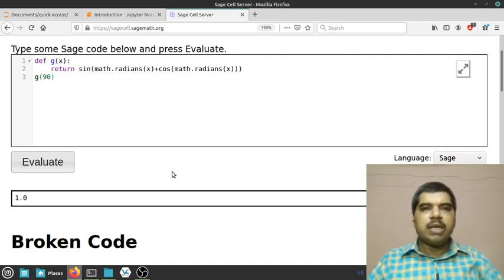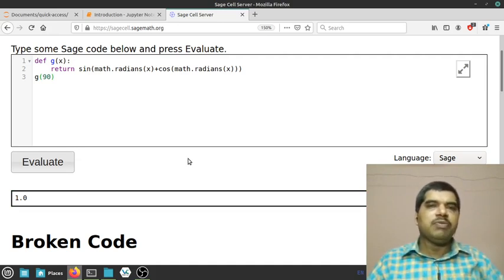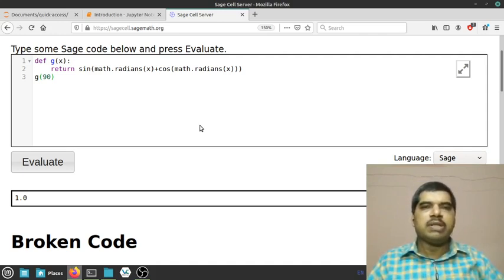But the issue is that you cannot try too many commands, and if you want to try a different command other than the one you have already executed, you may have to delete the previous command and start over. That's the only difficulty here. Otherwise, one can use the Sage Cell Server for computation.